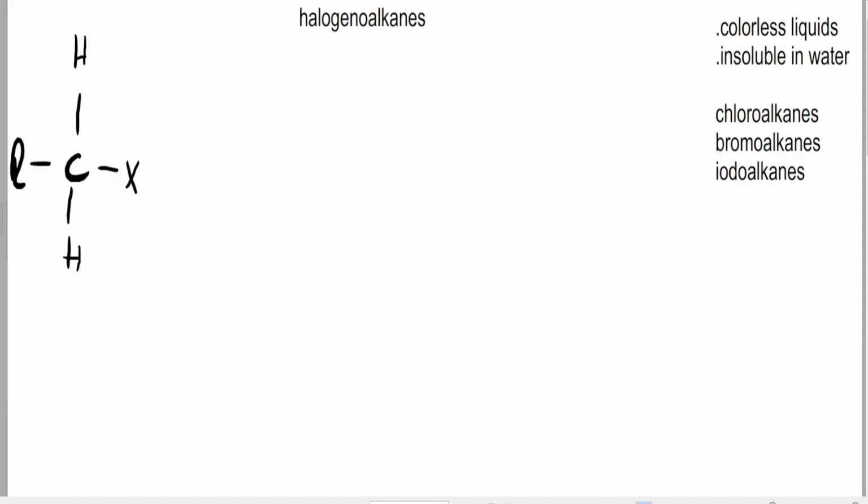And honestly, from here on, things get fairly easy. So, starting off with halogenoalkanes now. Some properties of halogenoalkanes are that they are colorless liquids, they are insoluble in water, and there are three types of halogenoalkanes: chloroalkanes, bromoalkanes, and iodoalkanes. So, we know that down the group, meaning chlorine, bromine, and iodine, the number of electrons increases rapidly. So, since the number of electrons increases, the melting point would also increase down the group. So, down the group, the melting point of halogenoalkanes increases.